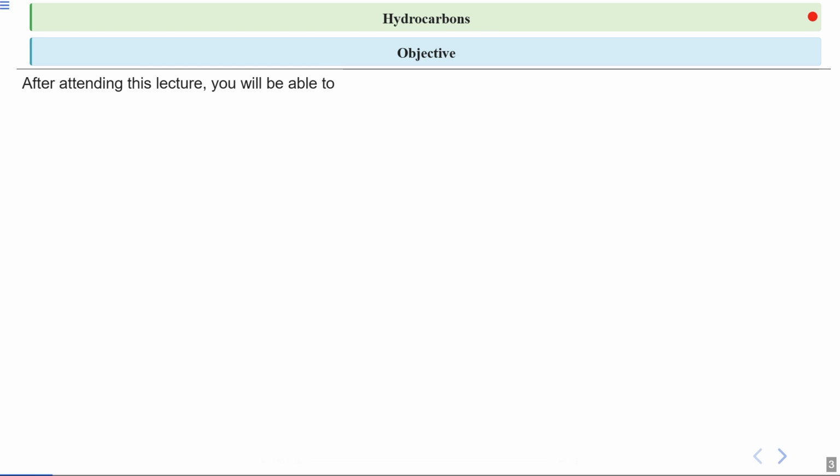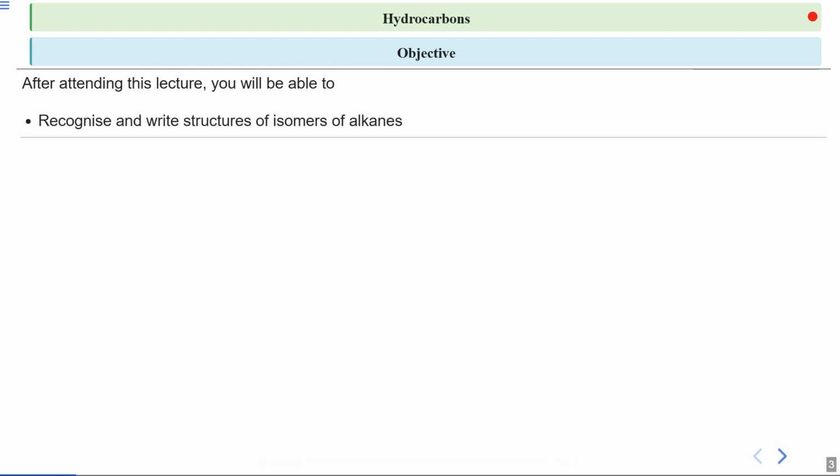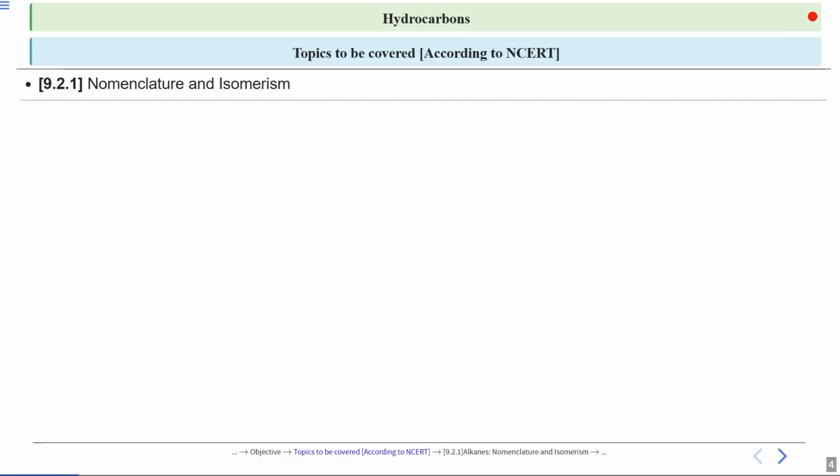Once you have attended this lecture, you will be able to recognize and write structures of isomers of alkanes. Specifically, we will cover NCERT section 9.2.1, Nomenclature and Isomerism. We have covered part of it in the previous lecture, and we will continue with the remaining part. First, we will study isomerism somewhat, and then we will do some questions on nomenclature.